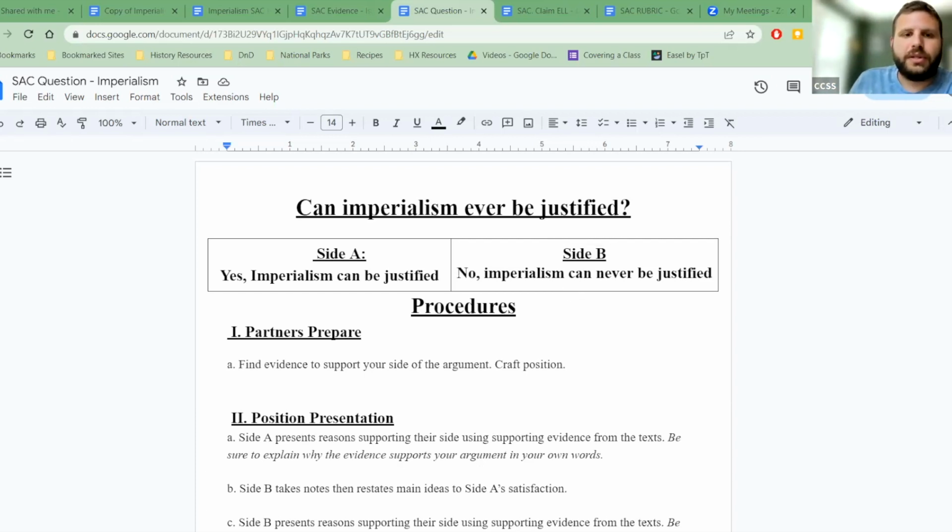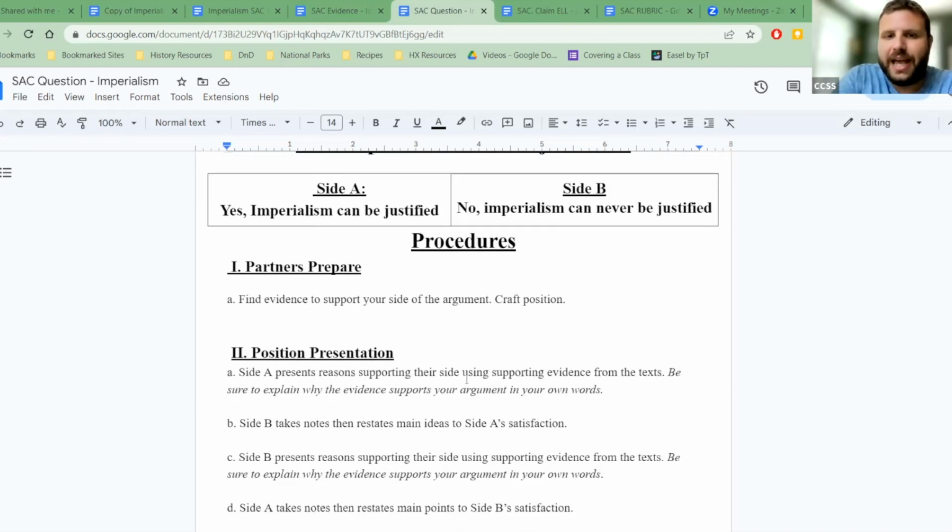This is what the students would get in terms of their prep work. So the question here, can imperialism ever be justified, in side A and side B? Now, in some instances, I let students pick, and other times I'll just assign them a side. Usually, with the prep work that goes into this, they have to really understand the issue really well. And oftentimes, I'll find students very passionately on one side or the other, and I love switching it up and making them argue against that side, really as an academic exercise.